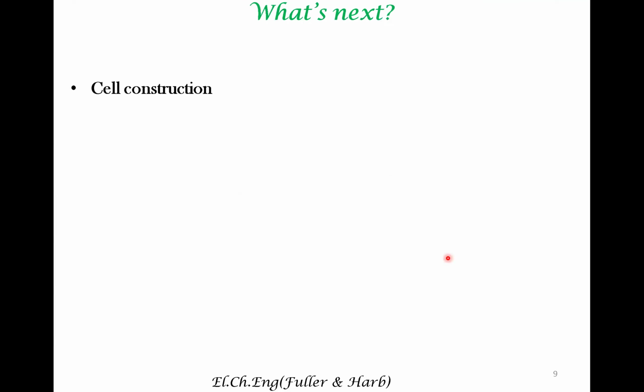So in the next brief lecture, we will look at certain aspects of cell construction. This is a very descriptive topic. We will not elaborate on this to a significant extent, but we will just talk about 2 major types of large-scale cell construction that is typically utilized. That will be taken up in the next lecture.